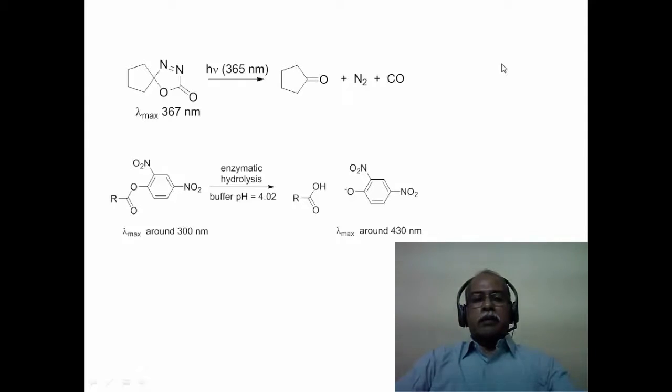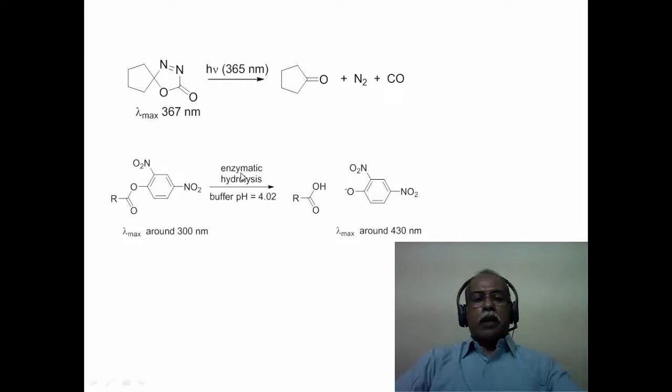Enzymatic hydrolysis, or any enzymatic reaction, is often followed by spectrophotometry as a technique. An illustrative example is shown here. The R group may be a large protein or a DNA kind of molecule to which a para-nitrophenolic or 2,4-dinitrophenolic group is attached, for example. If one wants to study the hydrolysis by means of a hydrolytic enzyme, this can be done using spectrophotometry. The aqueous solution with the buffer of pH 4.2 is what is taken in this particular case.